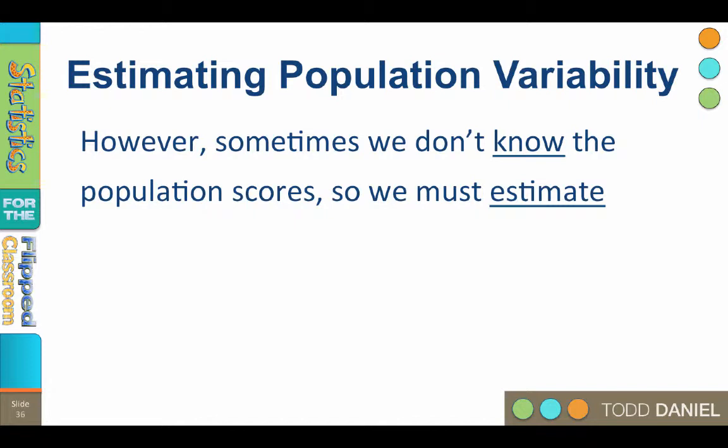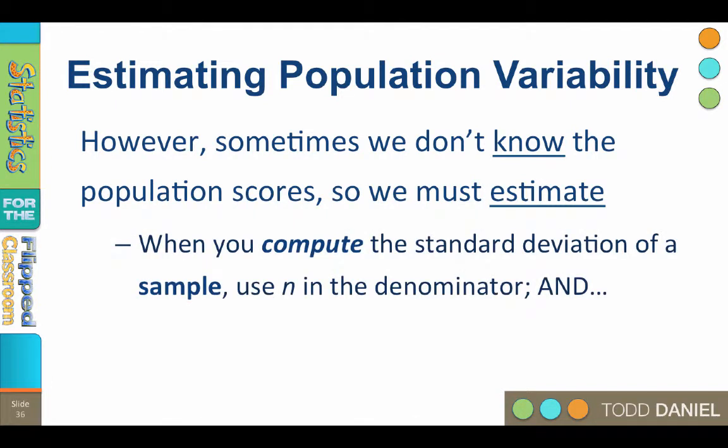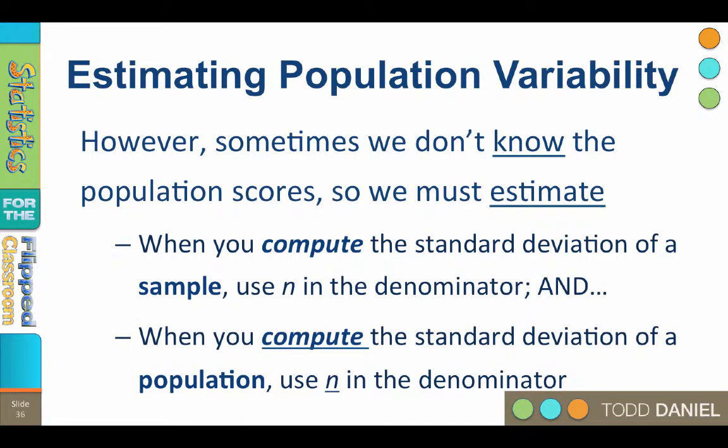So let's clarify the difference between computing and estimating. When you compute the standard deviation of a sample, you use n in the denominator. You can do this because you have all of the scores from the sample. Likewise, if you were to compute the standard deviation of the population, you would use n in the denominator because you have all of the scores in the population.